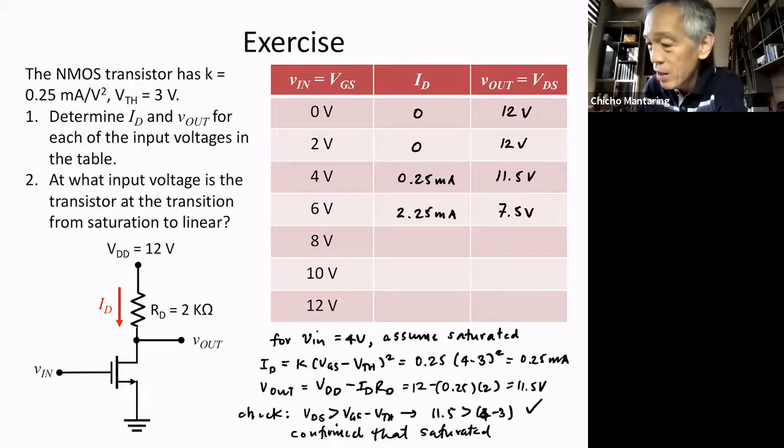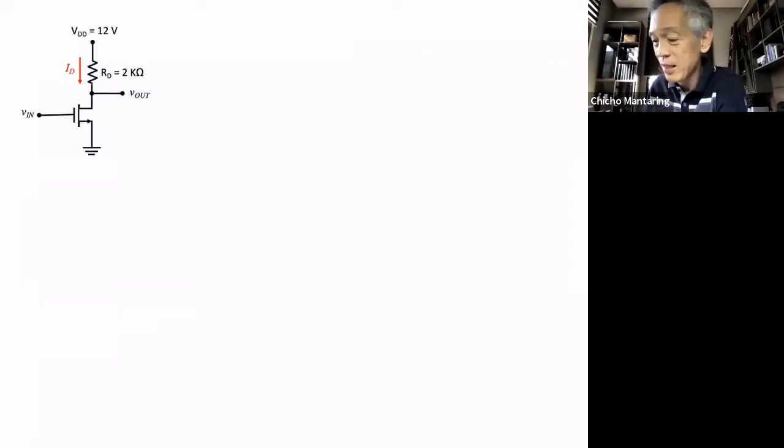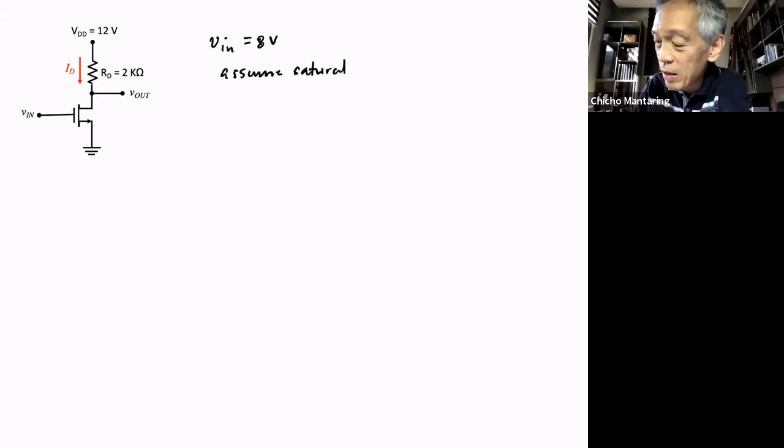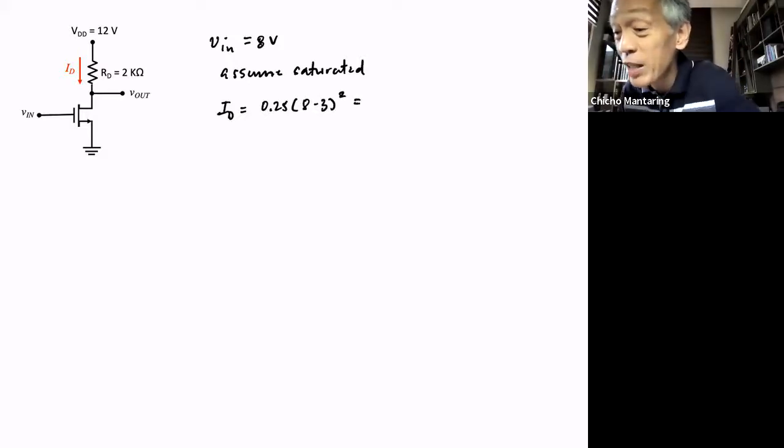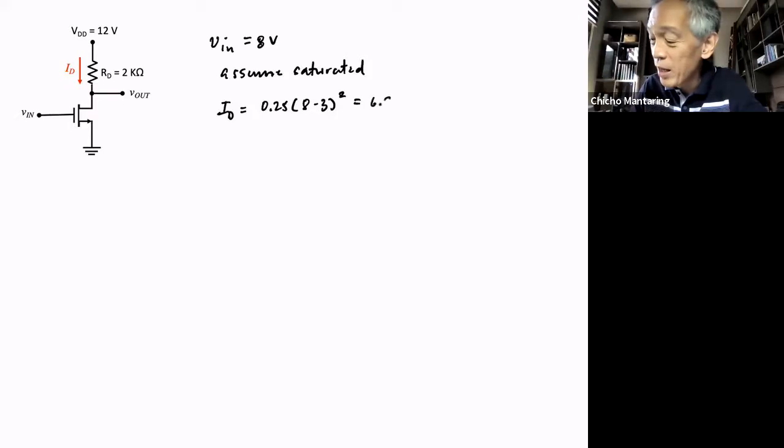Okay, let's do this next one together. Yung 8 volts. So VGS is equal to 8 volts. Again, I assume saturated. So I sub D is equal to 0.25 times 8 minus 3 squared. And what is this? No, this is 6.25 MA. Okay, I compute for V sub D, which is 12 minus ID times RD. And if I compute this, so this is 12 minus 6.25 times 2, and I'm going to get minus 0.5 volts.